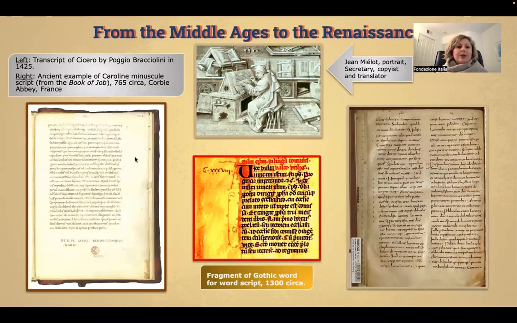And so here we have a copy of a transcript from a manuscript, a scrap from Cicero, that they go back to. And also there is a change of the handwriting. During the Middle Ages, the Gothic style had been preferred, and now we are going back to the Caroline minuscule script, which is the one that we are still using today.